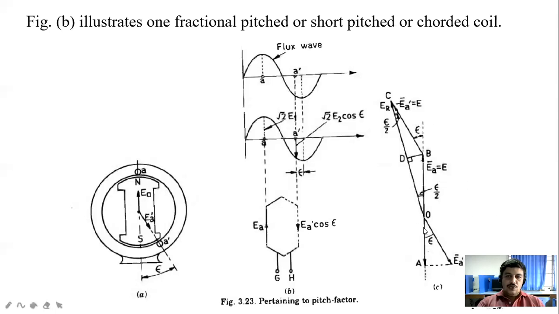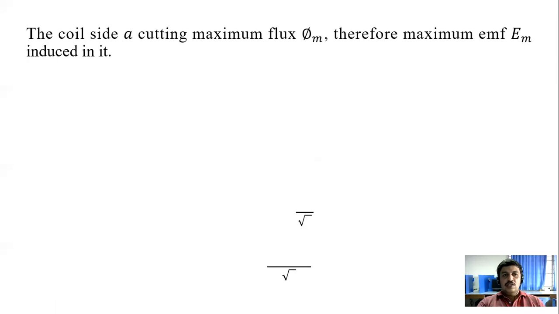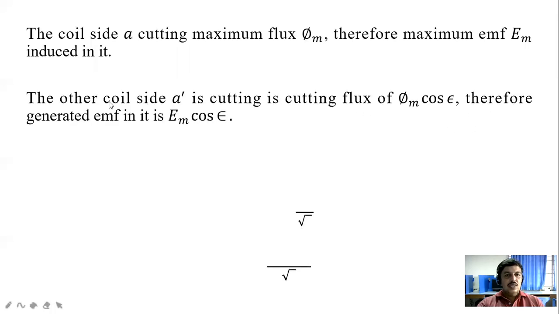Here OB represents the EMF induced inside coil side A, and OA represents the EMF induced in coil side A dash. So the EMF induced in coil side A dash is not equal to the maximum value; that value is EA dash into cos epsilon. The coil side A is cutting the maximum flux phi m, therefore the EMF induced in coil side A is at its maximum value. The other coil side A dash is cutting the flux of phi m cos epsilon, therefore its generated EMF is EM cos epsilon.